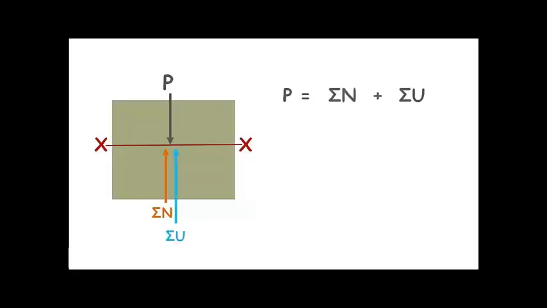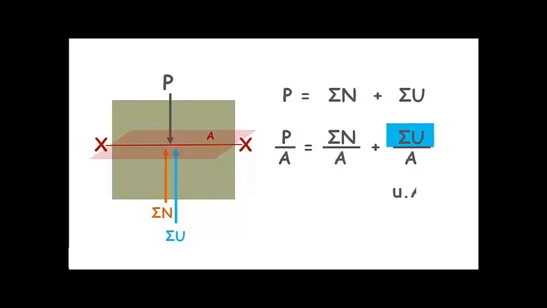Now, by applying the equation of equilibrium on the plane's x-axis, we can write that the total normal force acting on this plane is equal to the sum of all normal interparticle forces and the pore water pressure force. Divide the equation by the whole cross-sectional area, capital A, of the plane. We can write the pore water pressure force as this.